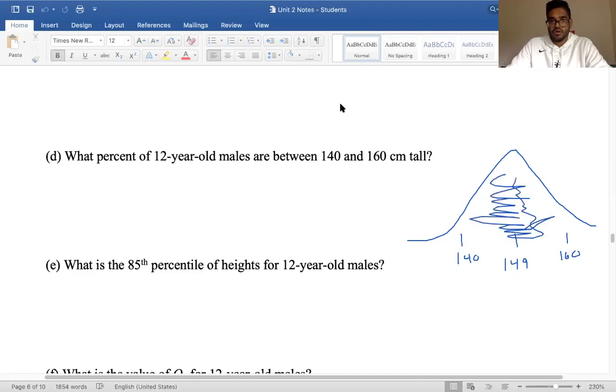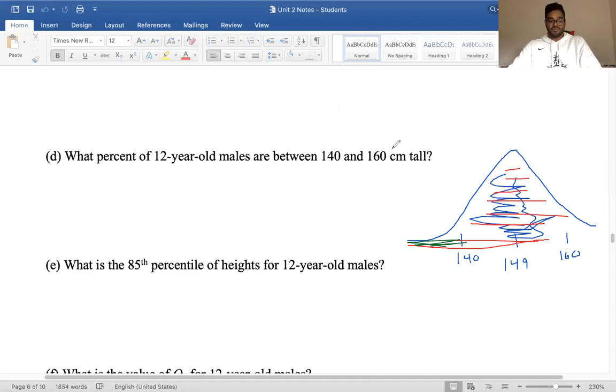So what can we do? We can take the big area, right? So we take this red part, which is the whole thing, up to 160, take away the green area over here, and you'll be left with the blue stuff in the middle. Okay, that's kind of the idea.